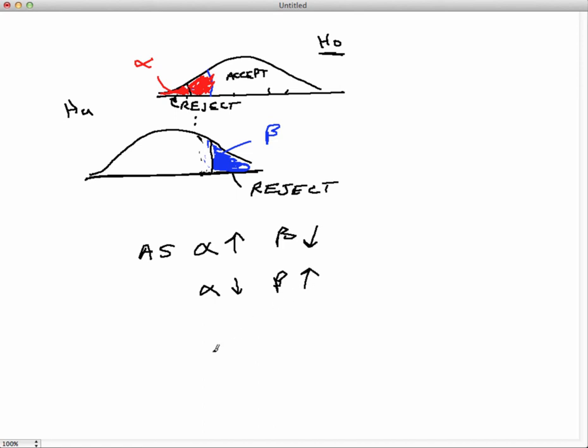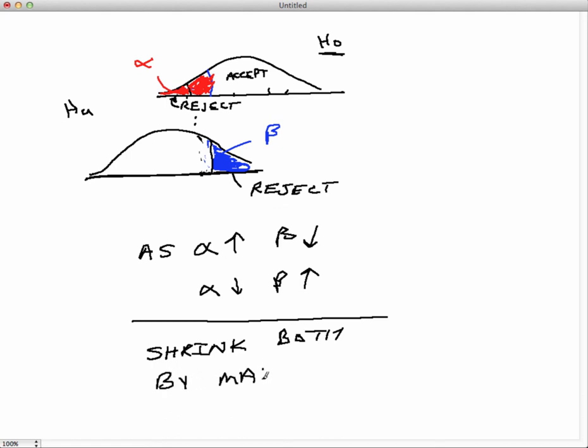As you increase one, the other one decreases. Now, the only mitigating factor, the only thing you can do to make them both shrink, is increasing n. You can reduce the probability of making a type 1 and type 2 error by making n bigger. And what I mean by making n bigger? Well, that means making a larger sample, right? So if I take a larger sample, then I'm going to have more information, and having more information means that there's less chance of me making a type 1 or type 2 error.